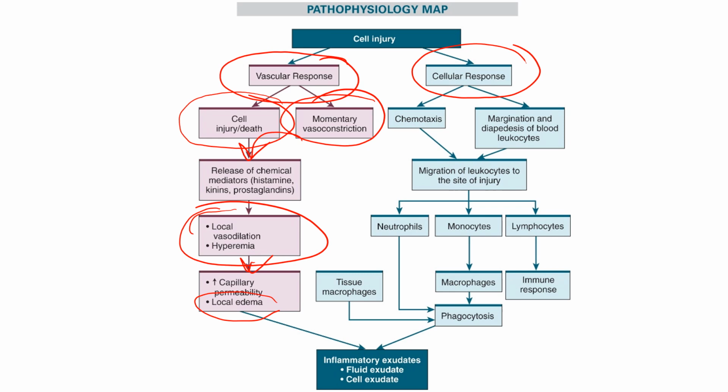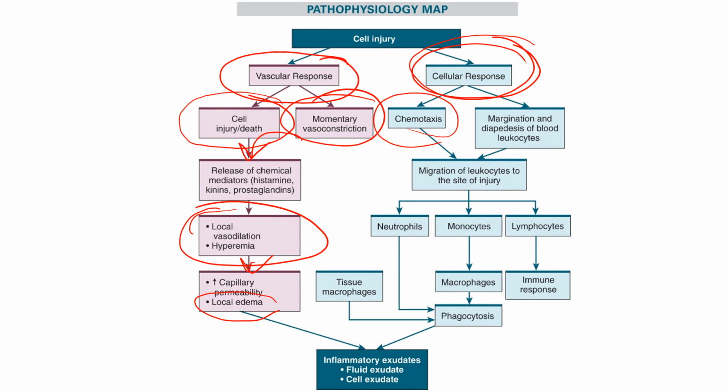Okay, so that is the vascular response, part of the inflammatory response. Then we have a cellular response. So again, the cell injury is going to trigger this. We're going to have chemotaxis. Chemotaxis is from chemical mediators again, sending the message to white blood cells to come and help.